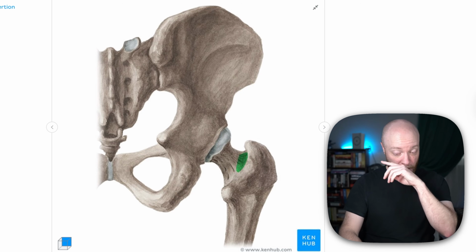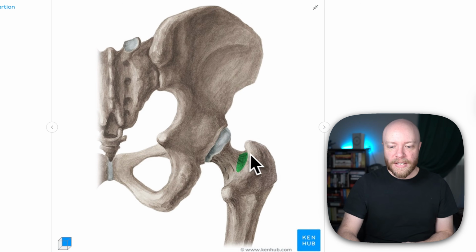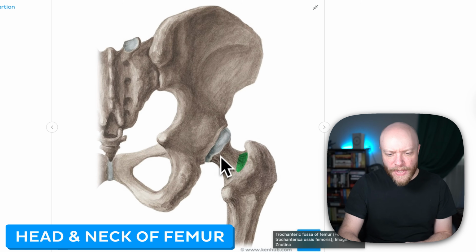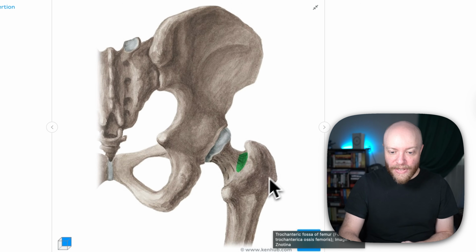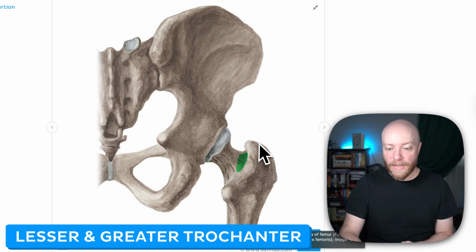Now, what is the insertion? So again, we're looking at a posterior view here, and this is the femur, right? So we can see the hip bone, so the hip joint. You can see the head of the femur right here, and then this is what we call the neck of the femur, right? Then we have these gigantic bumps. This one is called the lesser trochanter of the femur, and then we have the greater trochanter of the femur.